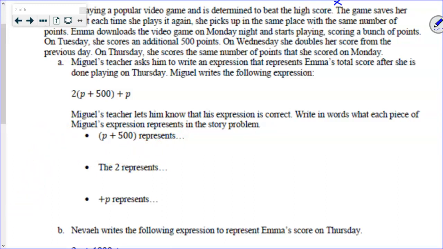Hands. What are our responses now that we've talked with our groups? Please get us started. Timothy. This p plus 500, what does that represent? The points plus what? Yes, so what does that p represent then? The points on Monday, exactly. Because Monday it says scoring a bunch of points. We don't know what that is. So the p represents Monday. And the plus 500 is because on Tuesday it was an additional 500 points. So Monday plus Tuesday score. Or in other words, p plus 500 altogether is her score at the end of the day on Tuesday.